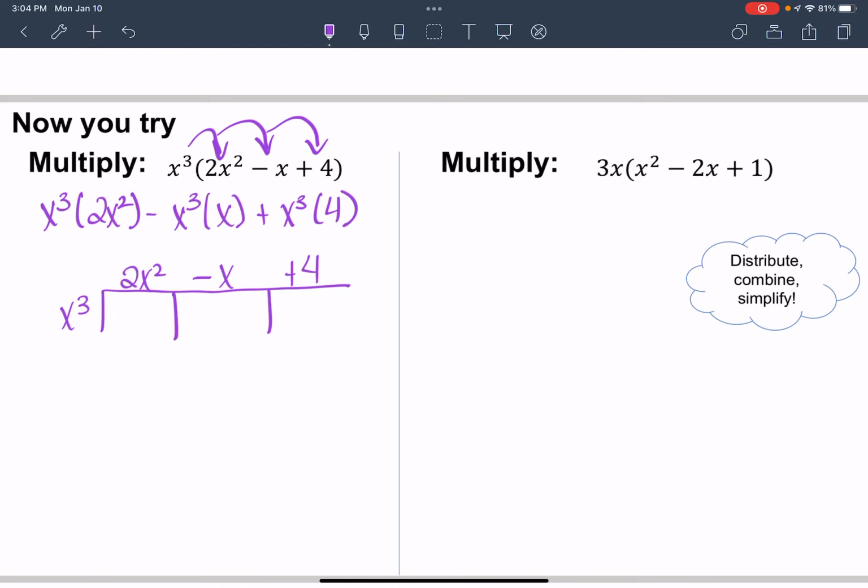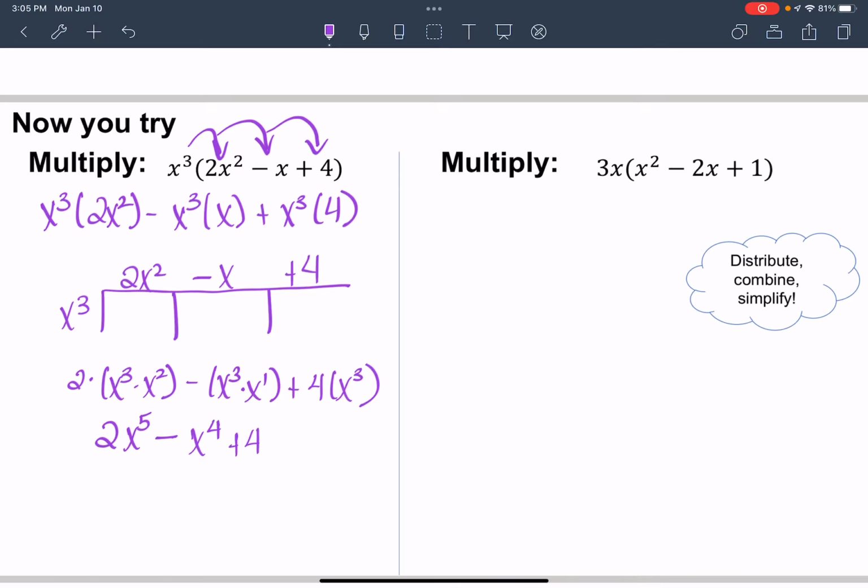So when you multiply this, your first term is going to be 2 times x cubed times x squared, actually it's not plus because it's minus. So minus x cubed times x to the 1 plus 4 times x cubed. So 2 times x cubed times x squared is going to be x to the 5th, minus x cubed times x to the 1 is going to be x to the 4th, and plus 4x cubed. And that is your answer.